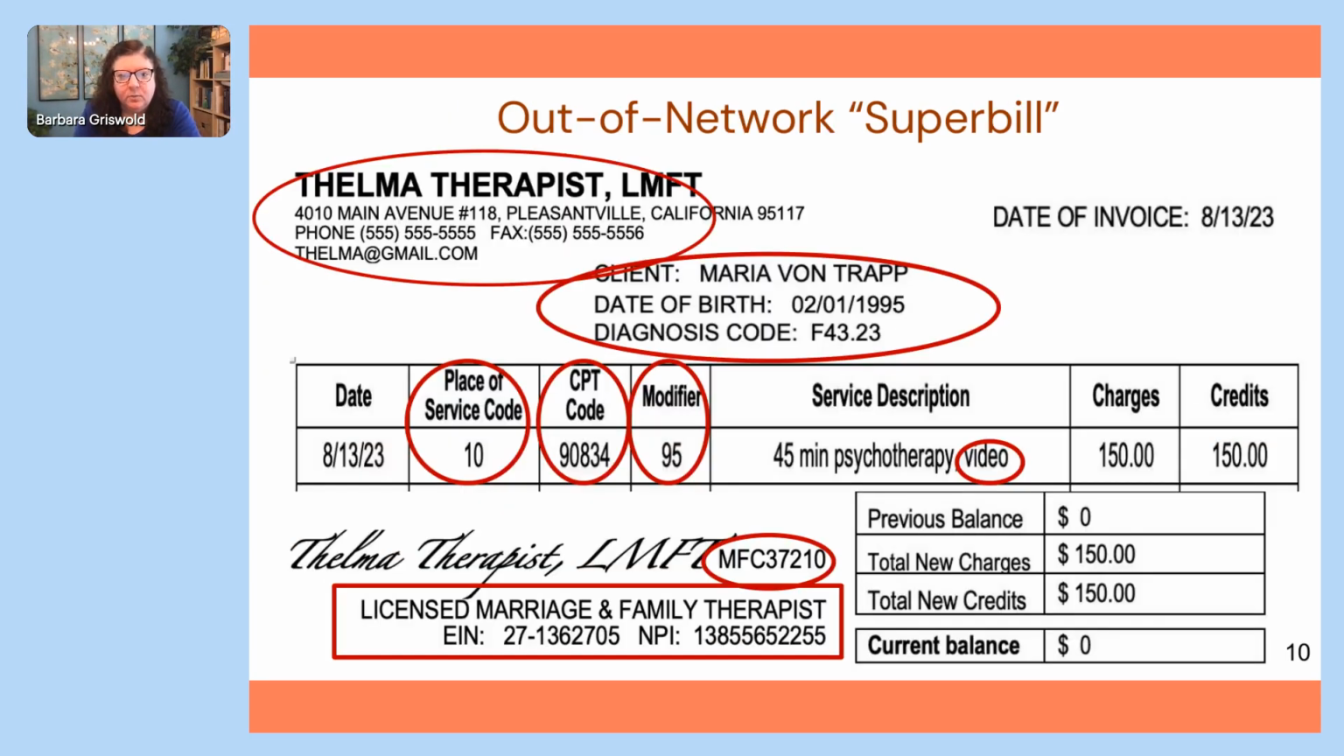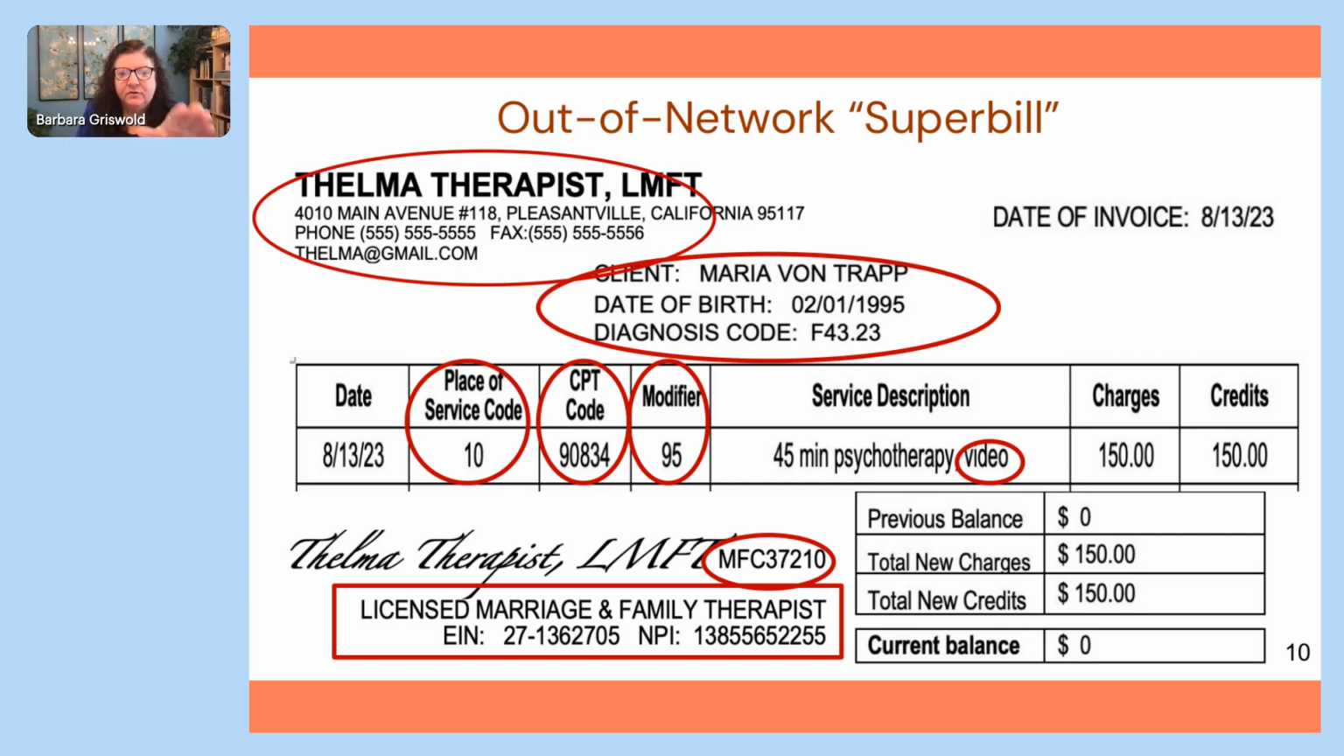So let's look at what a sample super bill looks like. At the top circle there, you'll see is going to have your name, your contact information. Then it's going to have your client name in the middle there, that circle, Maria Von Trapp, her date of birth, her diagnosis. This is just a sample of what information needs to be on a super bill. It doesn't need to be in this order or anything. But this is how I lay out my super bill.